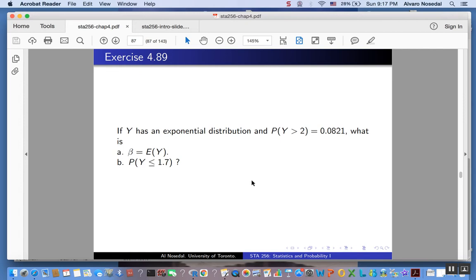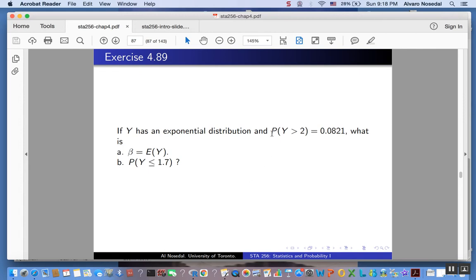Okay. So now, the parts that we would like to answer are parts A and B. We would like to find the parameter of that exponential, beta, okay? And we have shown already together that beta happens to be also the expected value of an exponential distribution, okay? So if we find beta, we find for free its expected value. And the second part is finding a particular probability, the probability that y is less than or equal to 1.7.